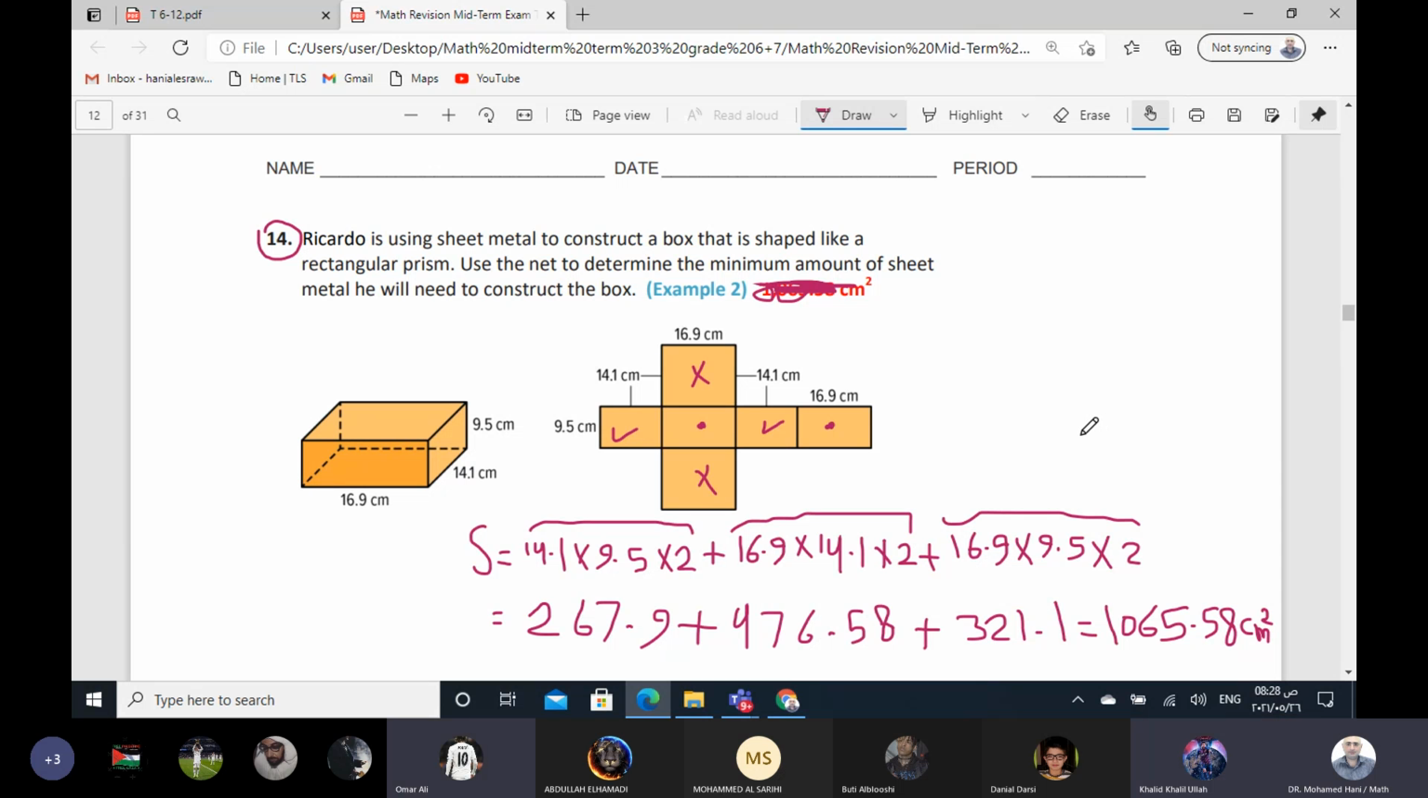Yes, tell me, please. What is the difference between centimeter and square centimeter? When you have one dimension, one side, use centimeter. When you have two dimensions, like the area, length times width, use centimeter squared. When you have three dimensions, like the volume, use centimeter cubic. Okay.